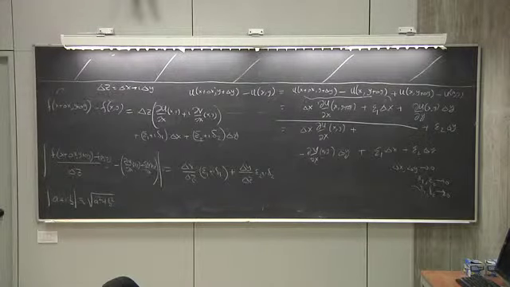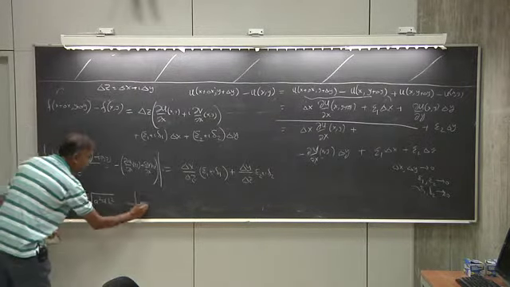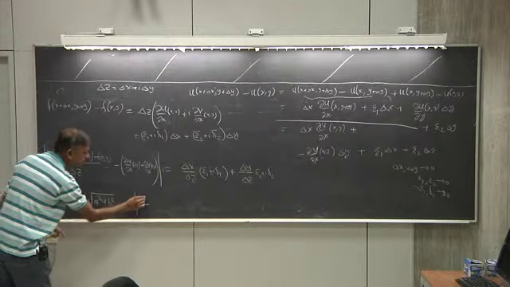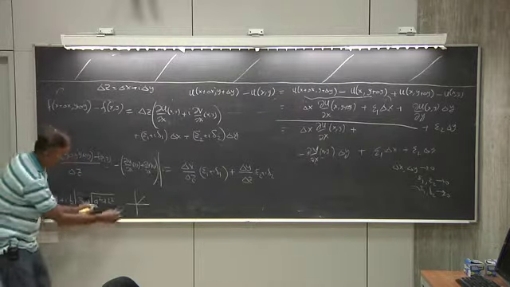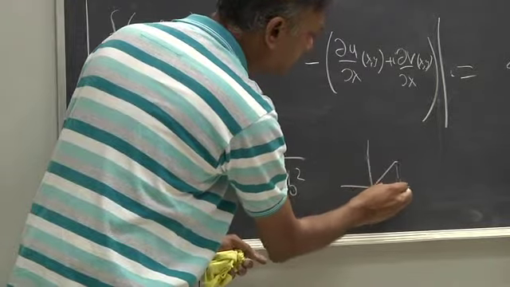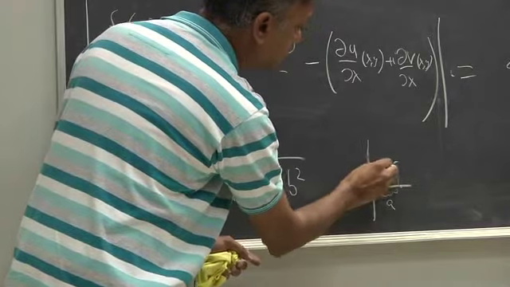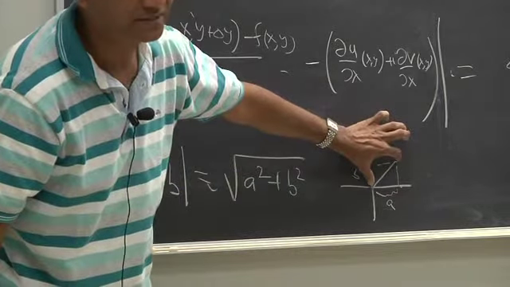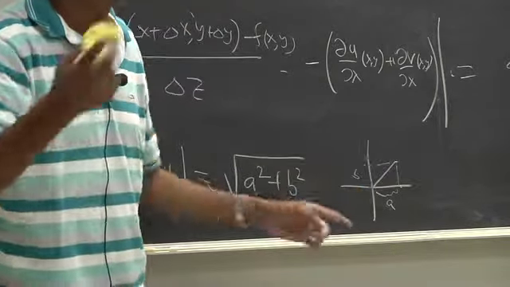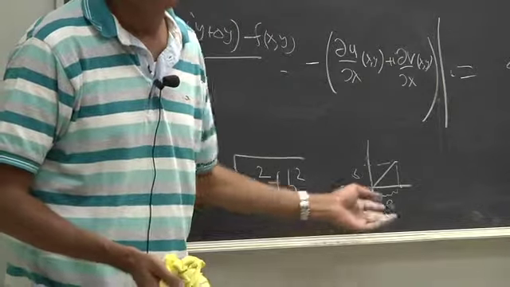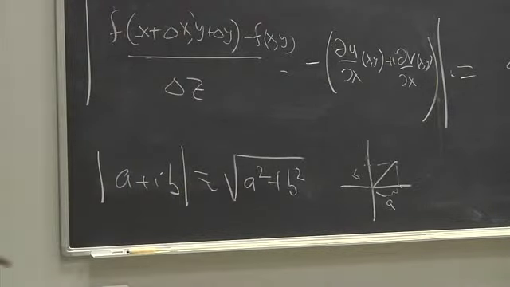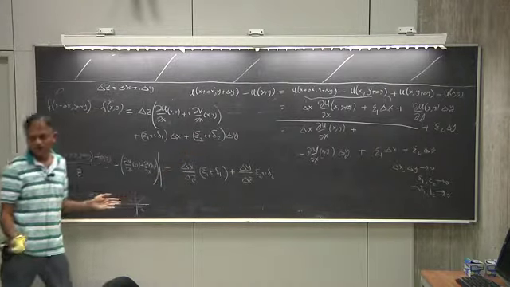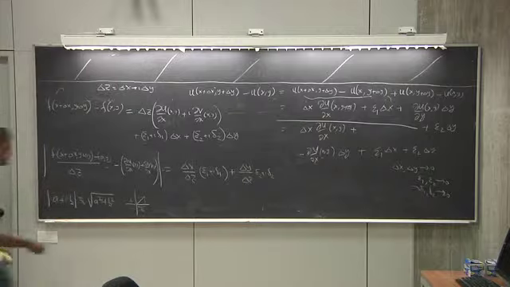If you plot it, a is the real part and b is the imaginary part, so this will be some point here. If I draw a perpendicular, this is a and this is b. The magnitude is just the length of this vector, which is the square root of a squared plus b squared by Pythagoras theorem. That's what I mean by the length. If two complex numbers are equal, obviously their lengths are also equal. So what we have is this.